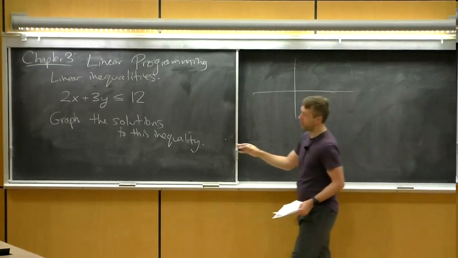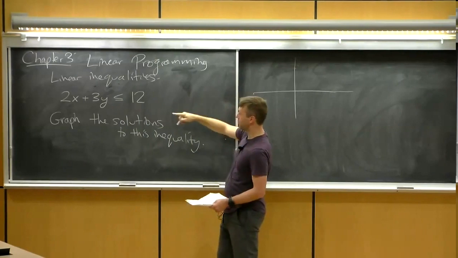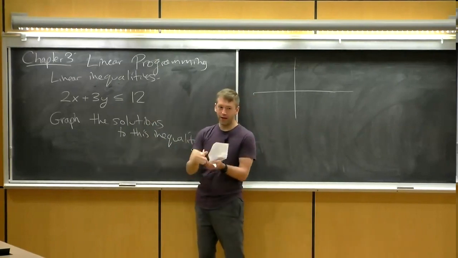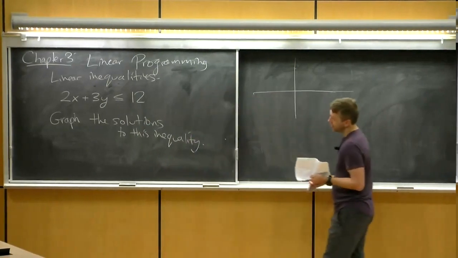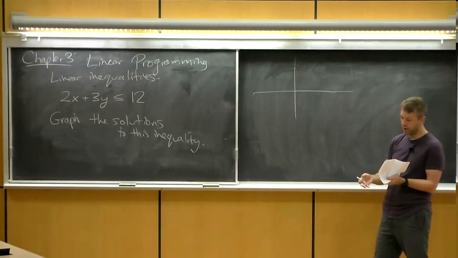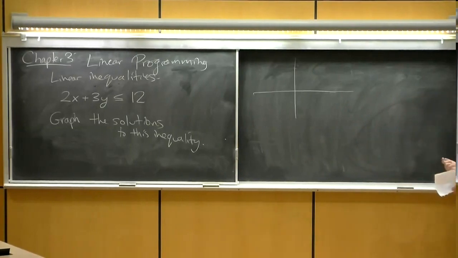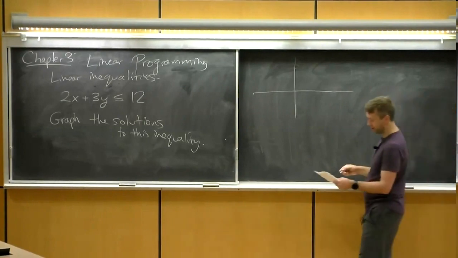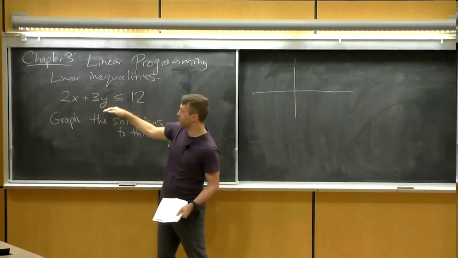Okay, first of all, what I'm going to do is graph the line. If I take 2x plus 3y equals 12, that'll form a line, right? You could solve for y and get the slope and the y-intercept or whatever, but I think there's an easier way to draw this. I want to draw just the line 2x plus 3y equals 12.